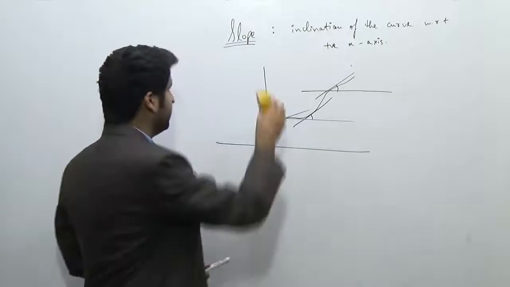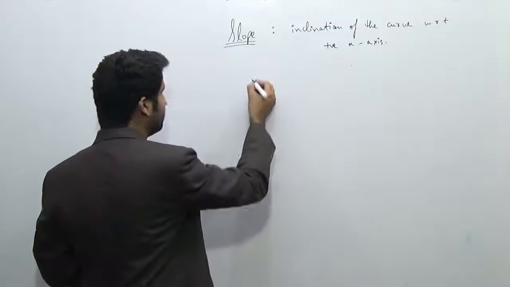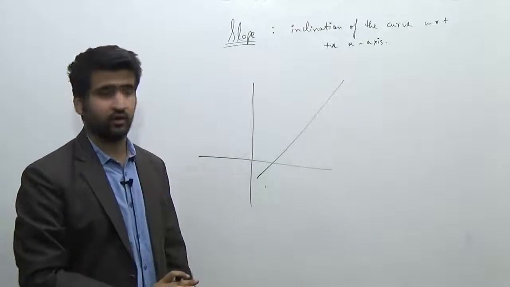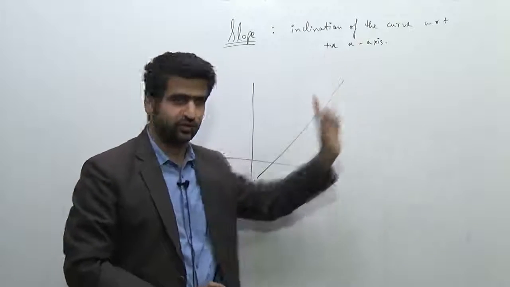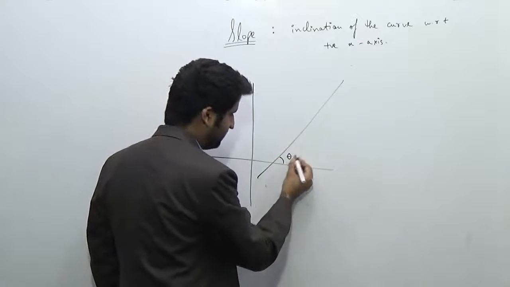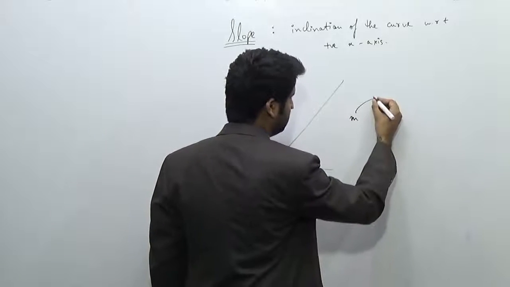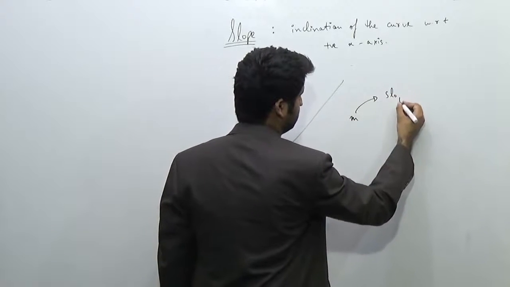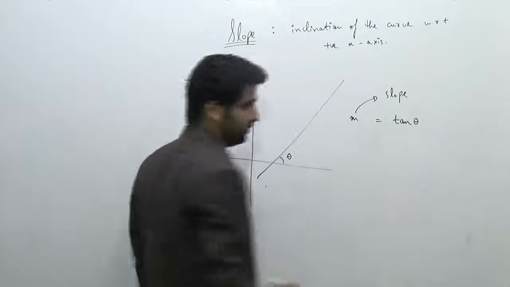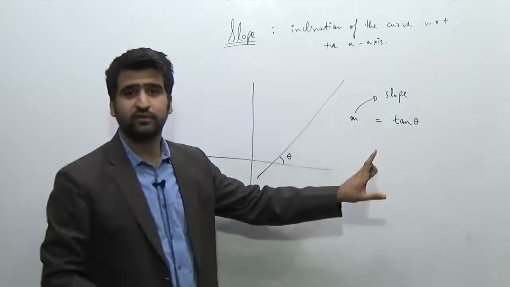If we have a straight line, is that slope ever going to change? This slope is never going to change, never throughout its whole journey from here to here. So what is this slope? M is the denotation of slope. M is given by tan theta. This means it is the tangent of the angle theta it is making with the positive x-axis.